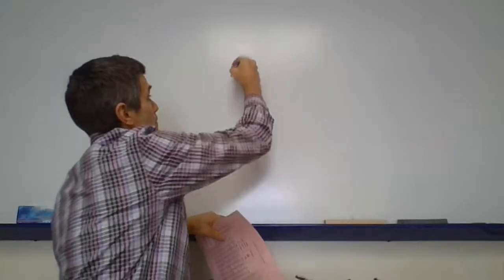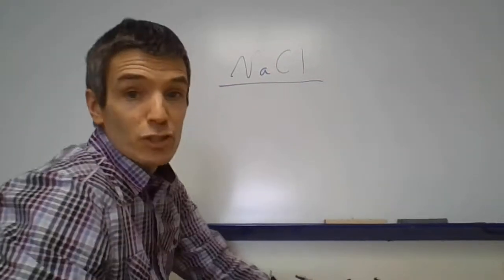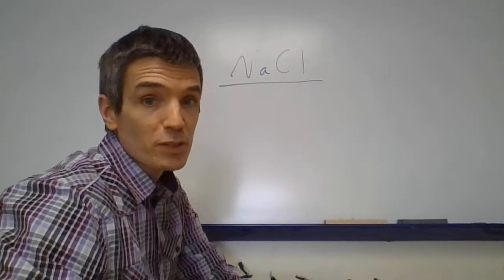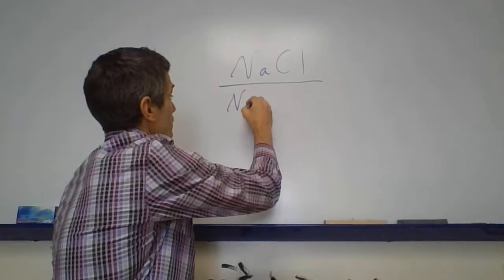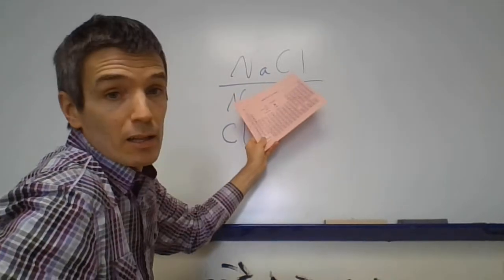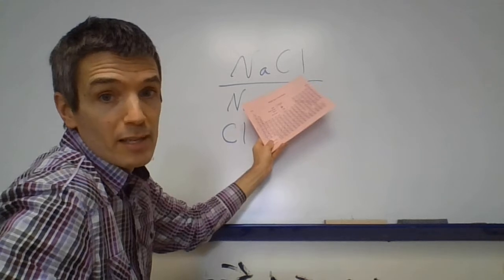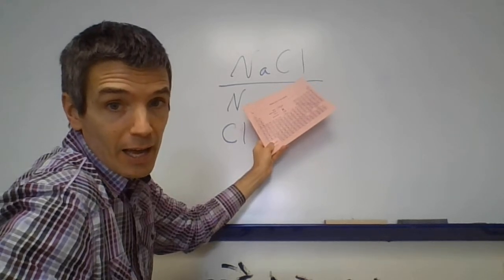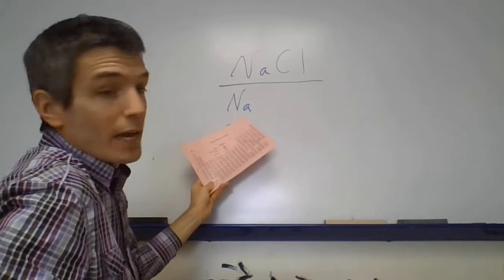All right. Salt, NaCl. So the first thing I need to do is figure out what elements there are. Now don't get confused. The Cl is not carbon and iodine. It's a lowercase L there, not an I. So it's chlorine and sodium.